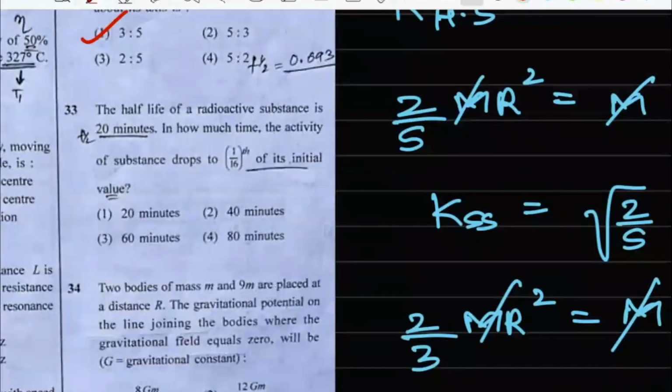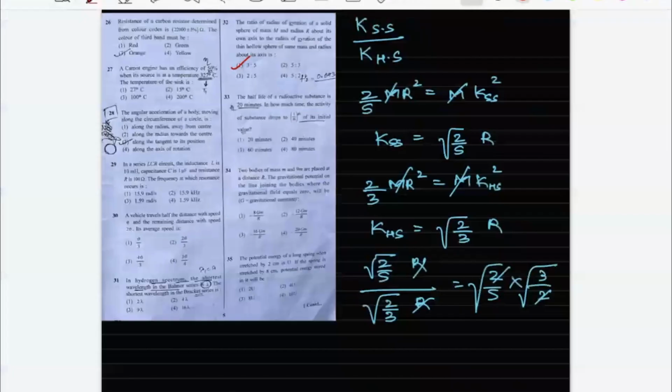Okay, so the half-life of a radioactive substance is 20 minutes. In how much time does the activity of the substance drop to 1/16th of its initial value? So that would be in one half-life. Okay, again this is quite easy. Question number 33.